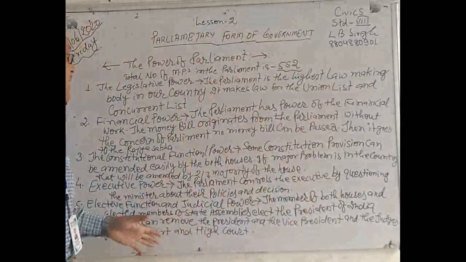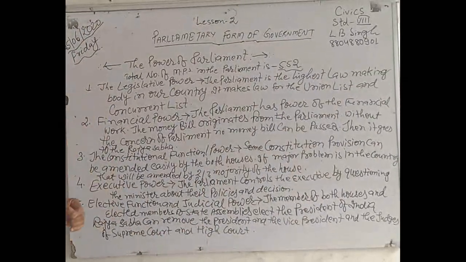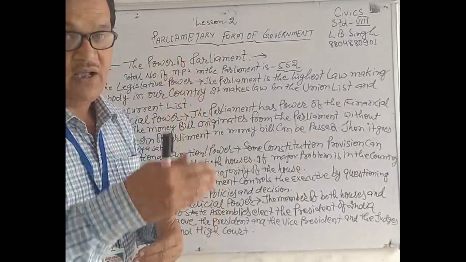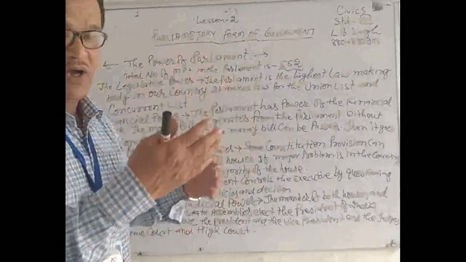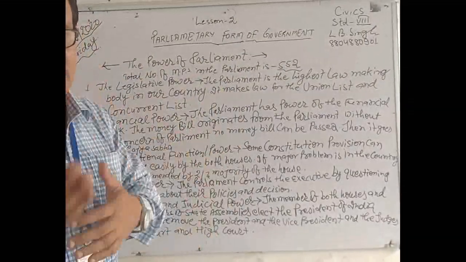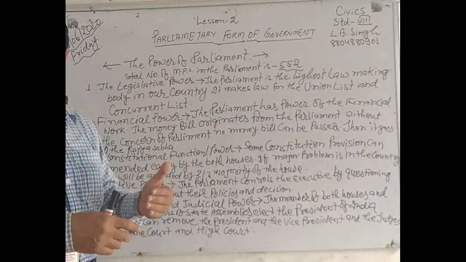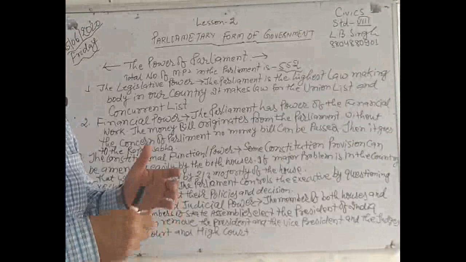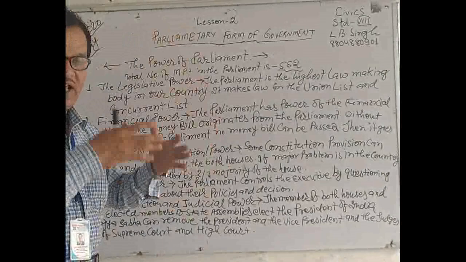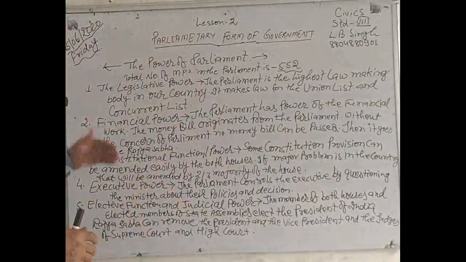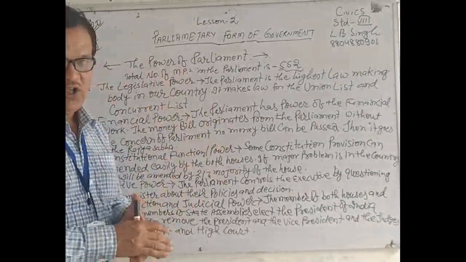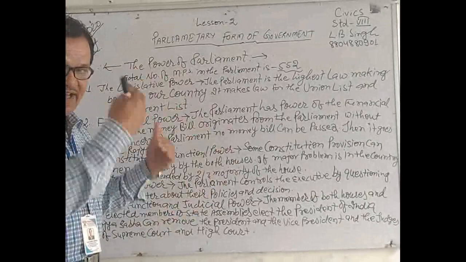So these are the powers of the parliament. Parliament means both the houses, Rajya Sabha and the Lok Sabha. Lok Sabha is the strongest house, while Rajya Sabha finally puts a stamp on any bill and sends it to the president for the final approval. So I have mentioned all these powers of parliament in front of you. You have to study them again and again.